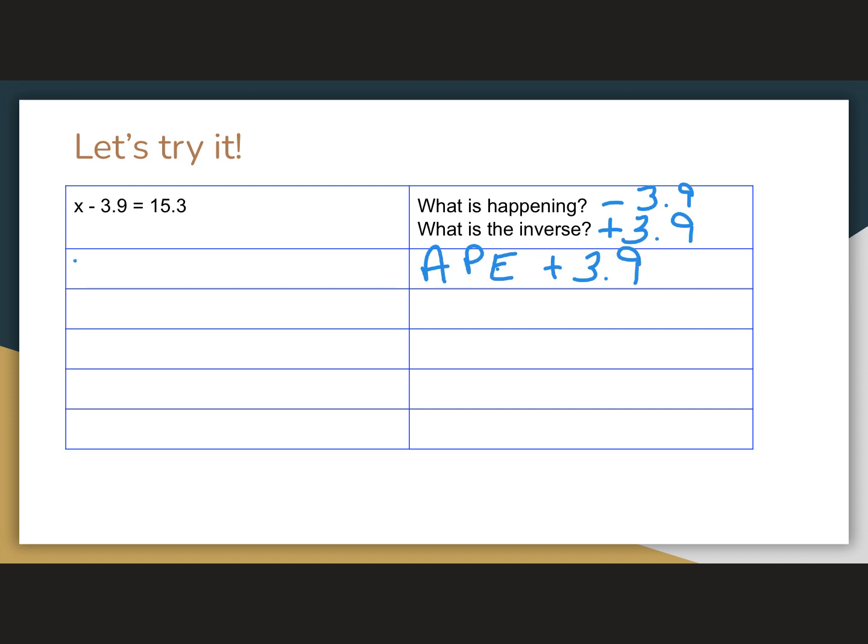3.9. So I have x minus 3.9 plus 3.9 equals 15.3 plus 3.9. Okay, so next thing I'm going to do is I'm going to combine my like terms. So here I have two like terms. Negative 3.9, positive 3.9 are going to cancel. So this just becomes x on this side.